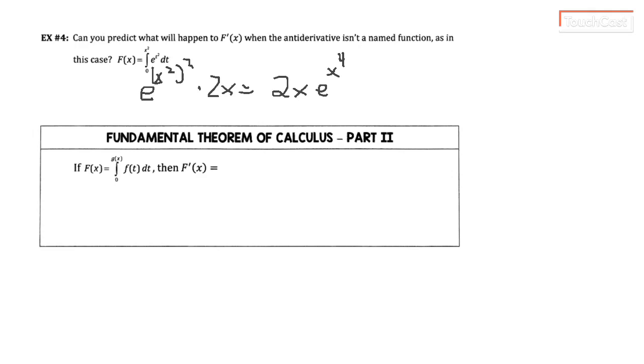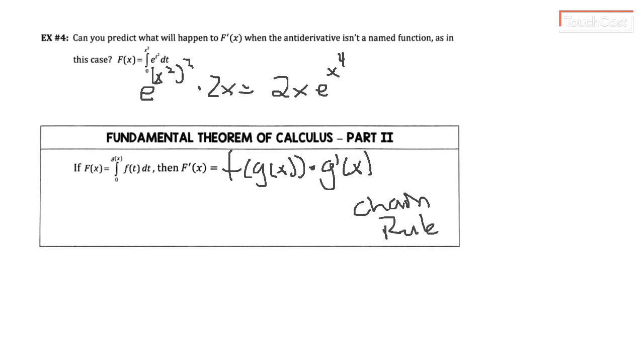So what we can say for the Fundamental Theorem of Calculus Part 2, if big F of x is equal to the integral from 0 to g of x of f of t with respect to t, then the derivative of F is going to be f of g of x times g prime of x, using the chain rule for derivatives. So now let's look at some more examples.